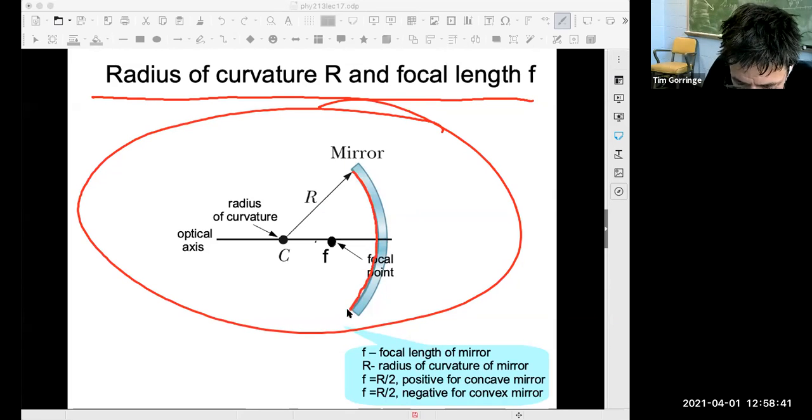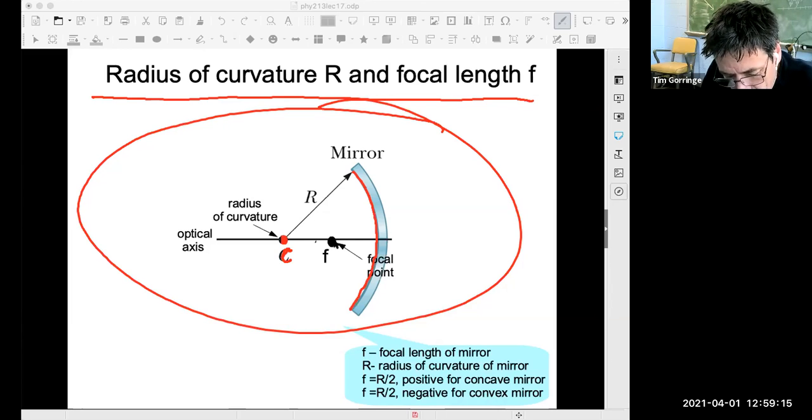And it forms a radius of curvature about this point that's labeled C. And so that radius of curvature is described by this quantity R. And if this was a less curved mirror, then R would be bigger. If this was a greater curvature mirror, then R would be smaller. So that's R, the radius of curvature.